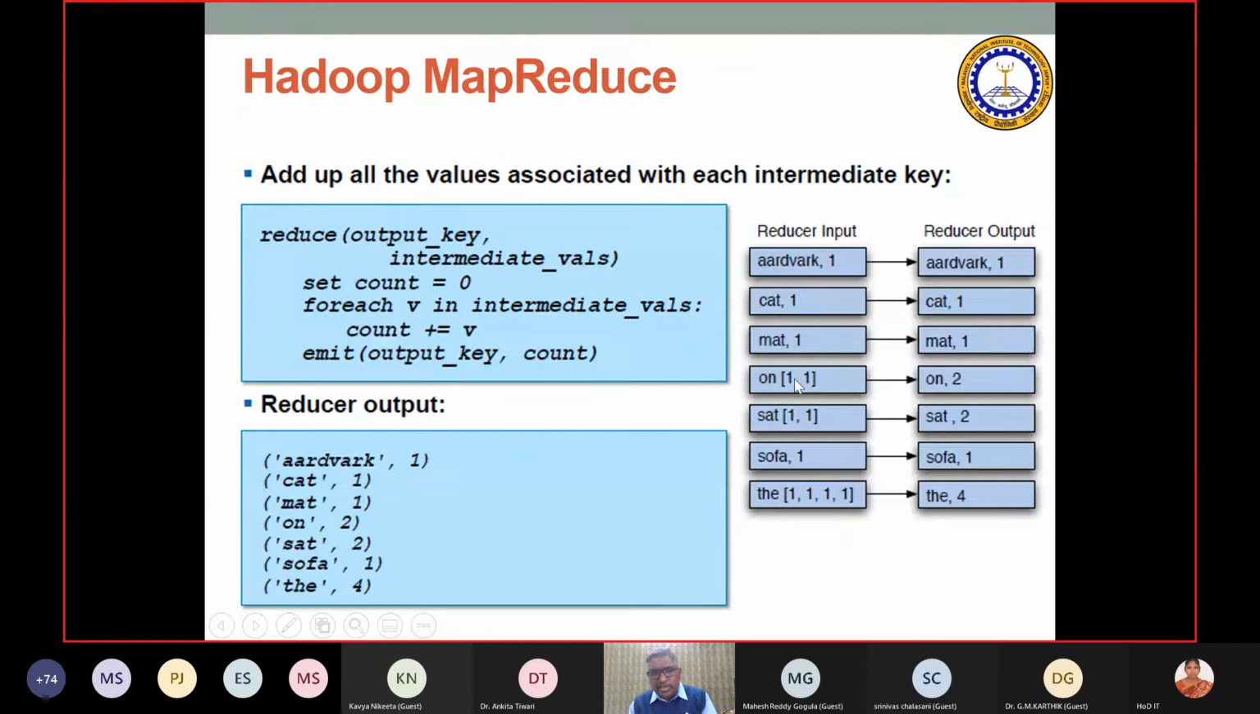So what happens? On becomes 1 plus 1. So it becomes on, 2. The becomes 1 plus 1 plus 1 plus 1. It becomes the, 4. So that is what actually happens. So what is the reducer output? Reducer output is how many words are there and how many times they are being emitted. So this is what a MapReduce environment is.